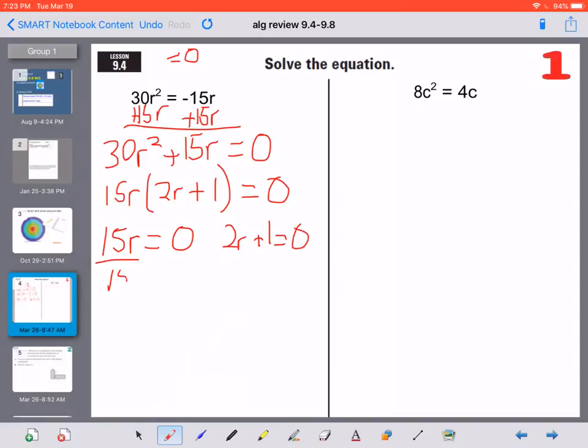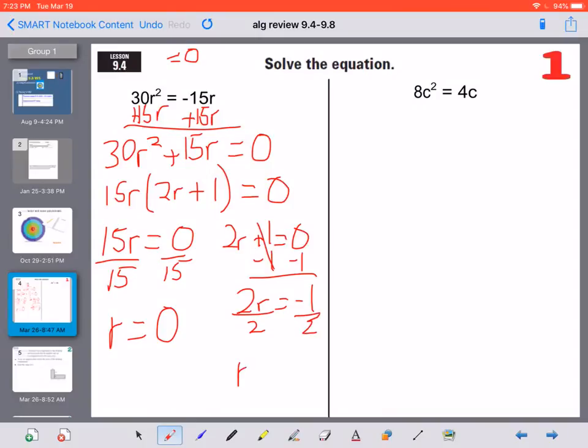If I divide by 15 here, our r is going to equal 0. Then over here I need to subtract 1 first and get 2r equals negative 1. Divide by 2. And our second r, our second 0, is negative 1/2. So we have two zeros. That's going to help us later when we start graphing parabolas.